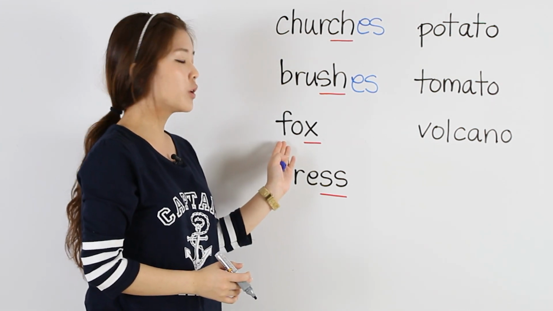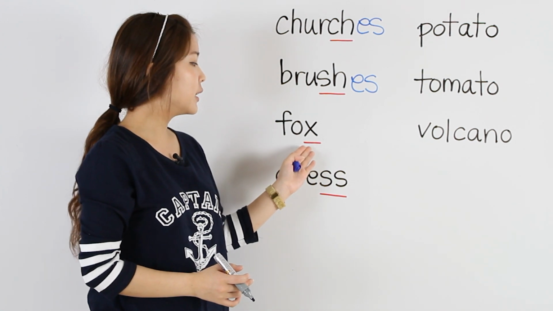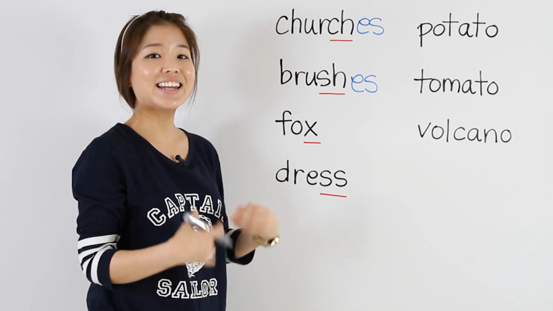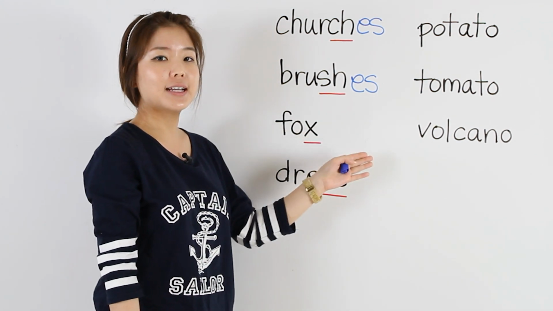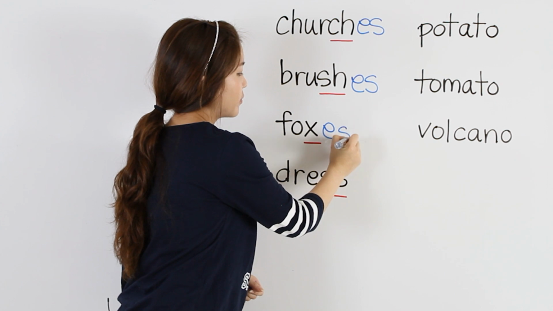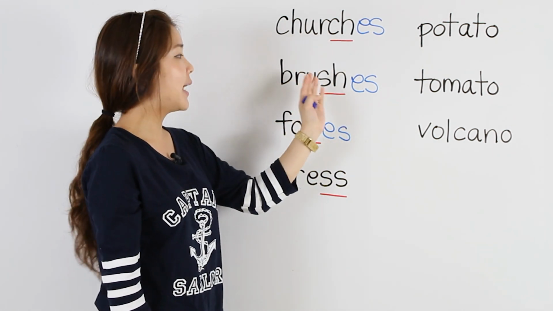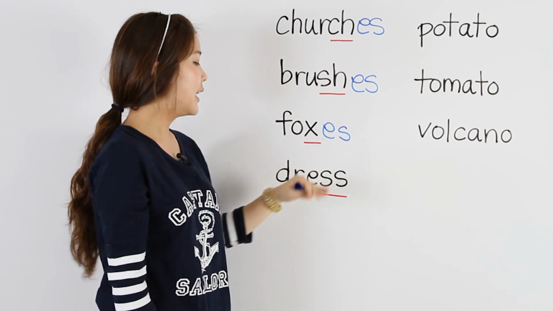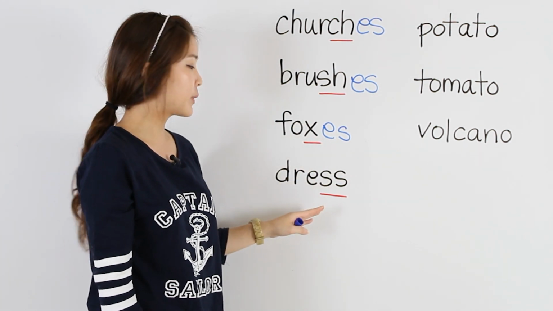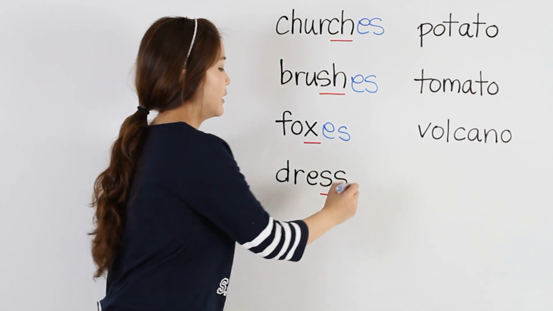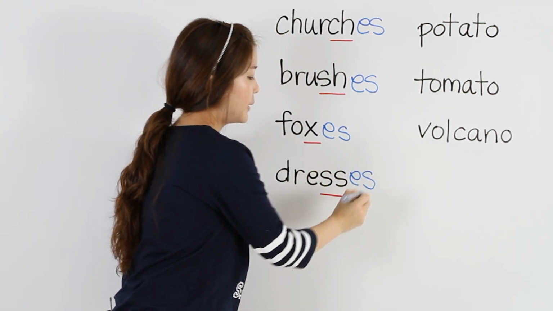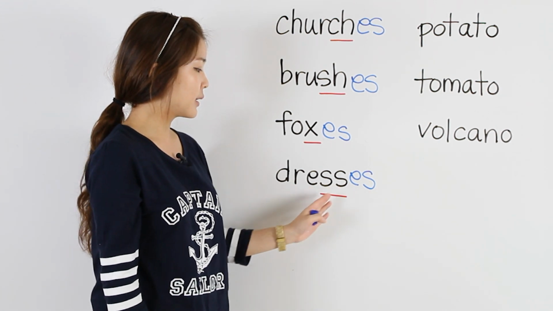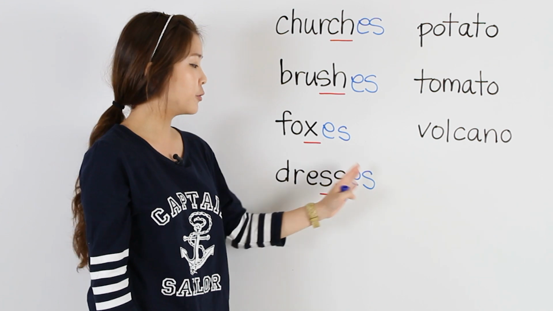Okay, the next word is fox. We have the letter x at the end. Okay, all nouns that end in x, we have to put es to make it plural. Okay, so ch, sh, x. If the noun ends with these, put es. And the last one is dress. Okay, we have ss at the end. Same thing. Put es at the end to make it plural. Okay, dresses. Again, if it ends in ss, put es.